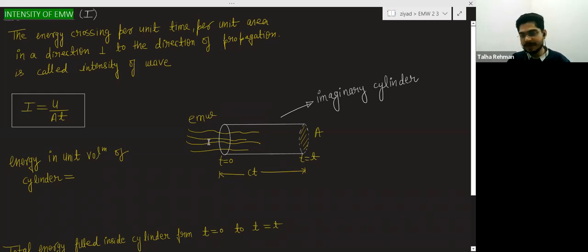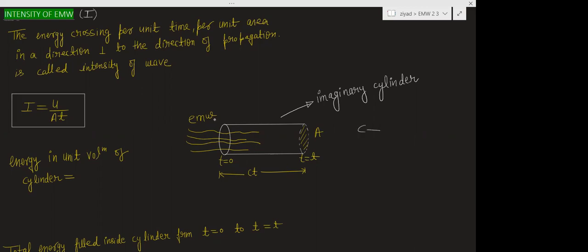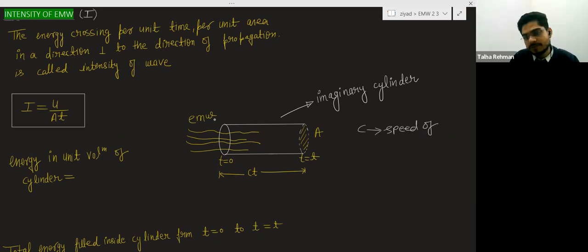So there is complete vacuum. So the speed of the electromagnetic wave is given by c. c is the speed of the electromagnetic wave in vacuum. c is the speed of electromagnetic wave in free space. You can say in free space.